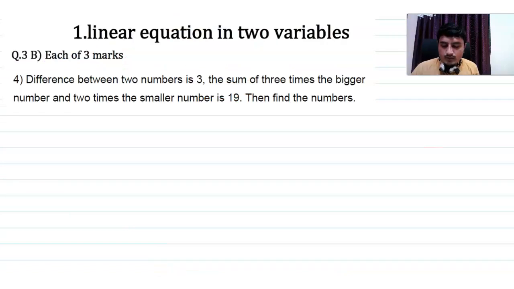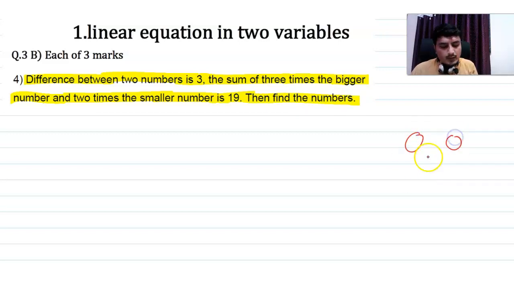Look at the fourth sub question from question 3b. We have: the difference between two numbers is 3. The sum of 3 times the bigger number and 2 times the smaller number is 19. Then find the numbers. Now look ahead. We are given two numbers whose subtraction is 3, while the bigger number becomes the first number. So 3 times the first number, that means the bigger number, and 2 times the smaller number, whose sum, meaning the addition, is given as 19.